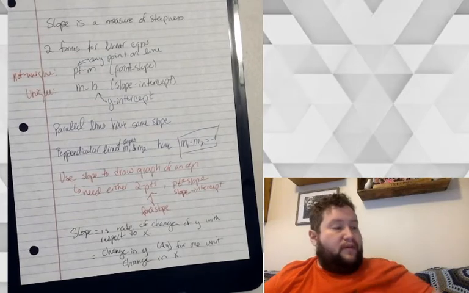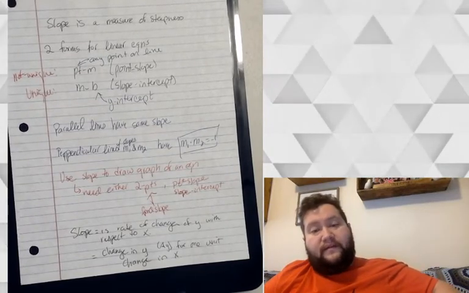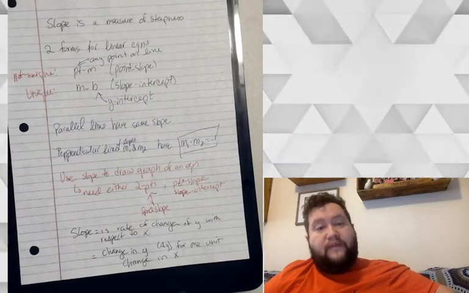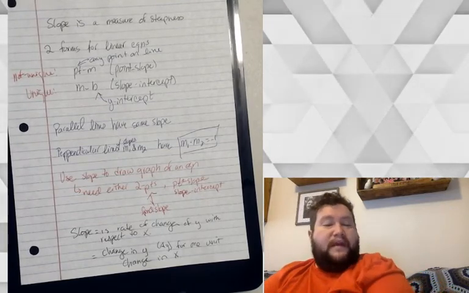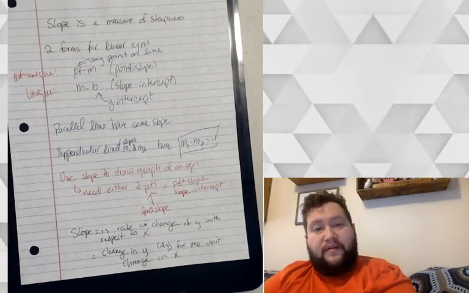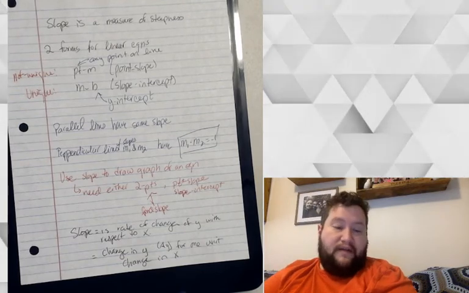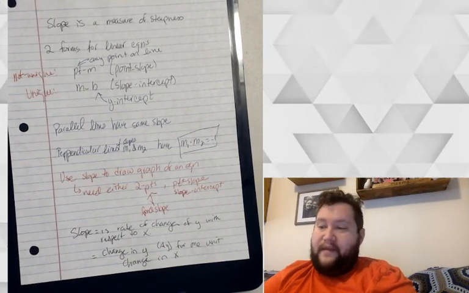So for this homework, you'll be looking at working with points, point-slope form, slope-intercept form, either finding slope when you have 2 points, identifying the slope of a parallel or perpendicular line, or graphing given this method.